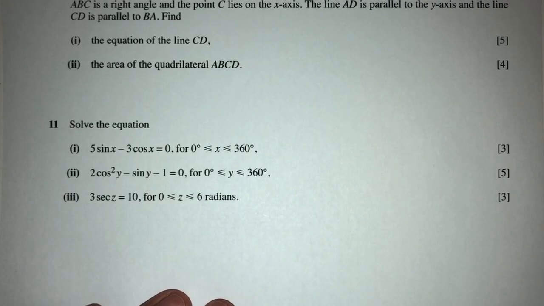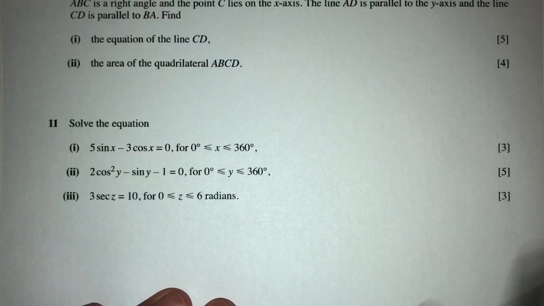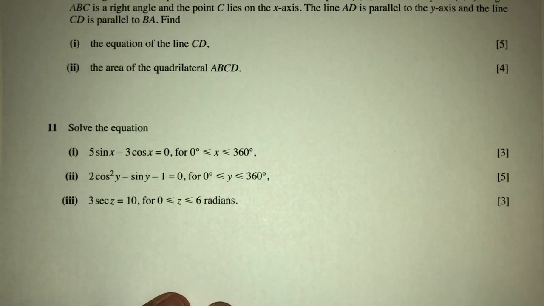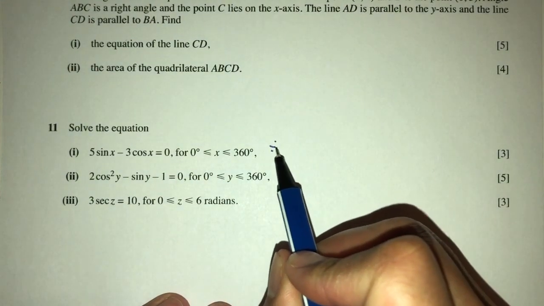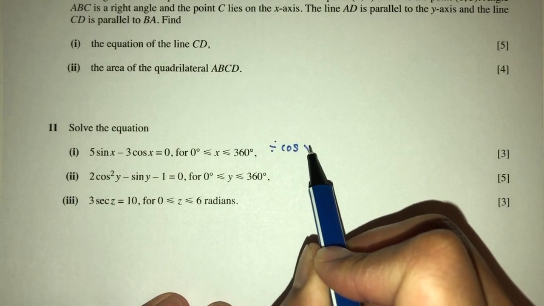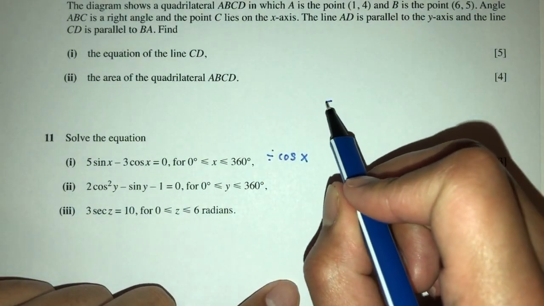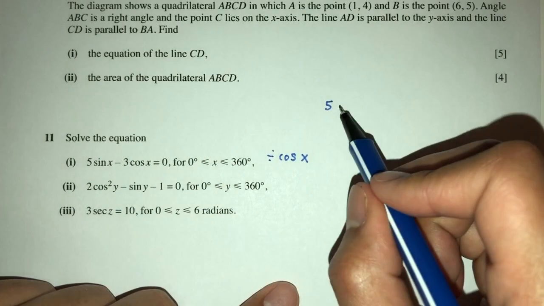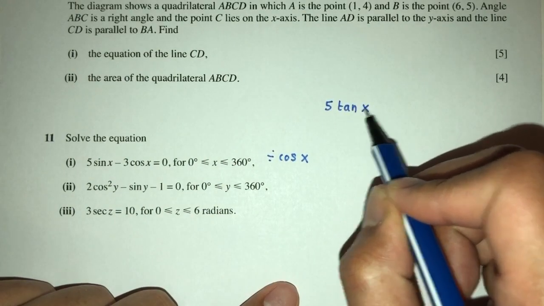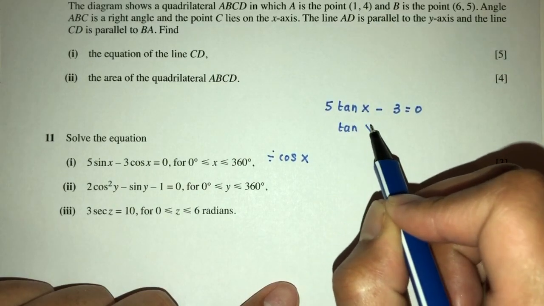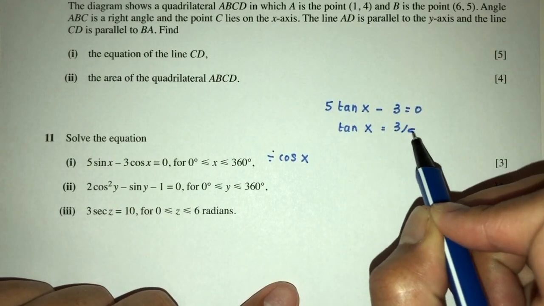So part 1, we have 5 sin x minus 3 cos x equal to 0, and the values of x is between 0 and 360. So one by one. The main idea here is, whenever you have sine and cos in the same equation, you always divide by cos of the value. So you will have 5 sine x divided by cos x will be tan x minus 3 equal to 0. You have tan x equal to 3 over 5.